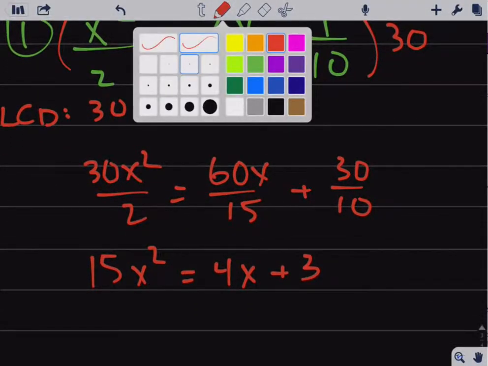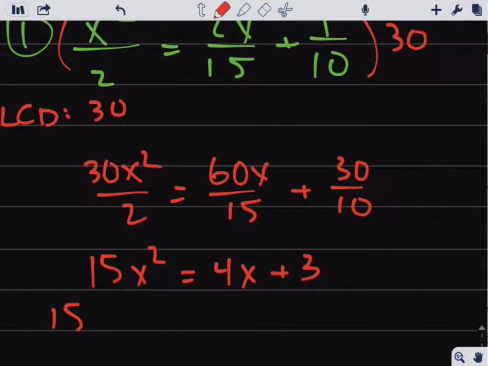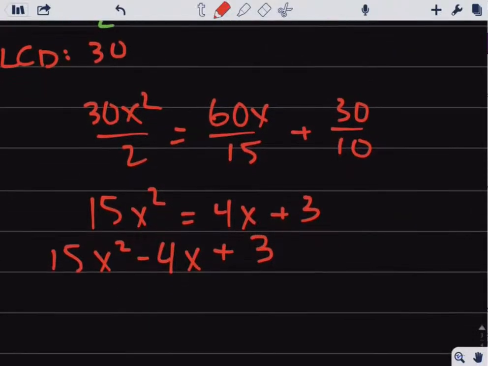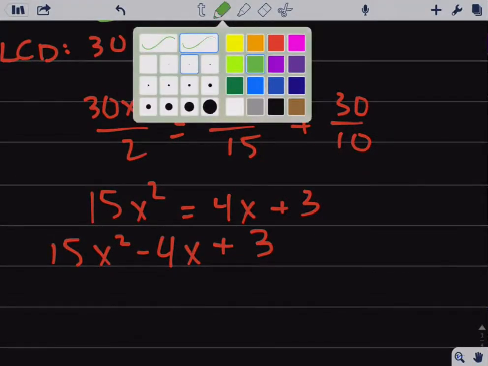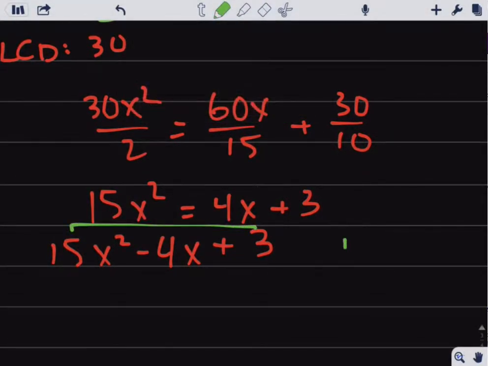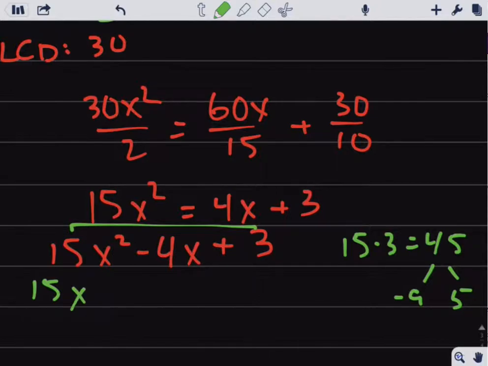Now it's a quadratic, so that means get everything by itself. 15x squared minus 4x plus 3. This is factorable. We use the bridge method. Okay, 15 times 3 is 45. Factors of 45 that add to -4 are -9 and 5. So I have 15x squared minus 9x plus 5x plus 3. Remember these things, that's equivalent. Okay, so that's why we're doing that.